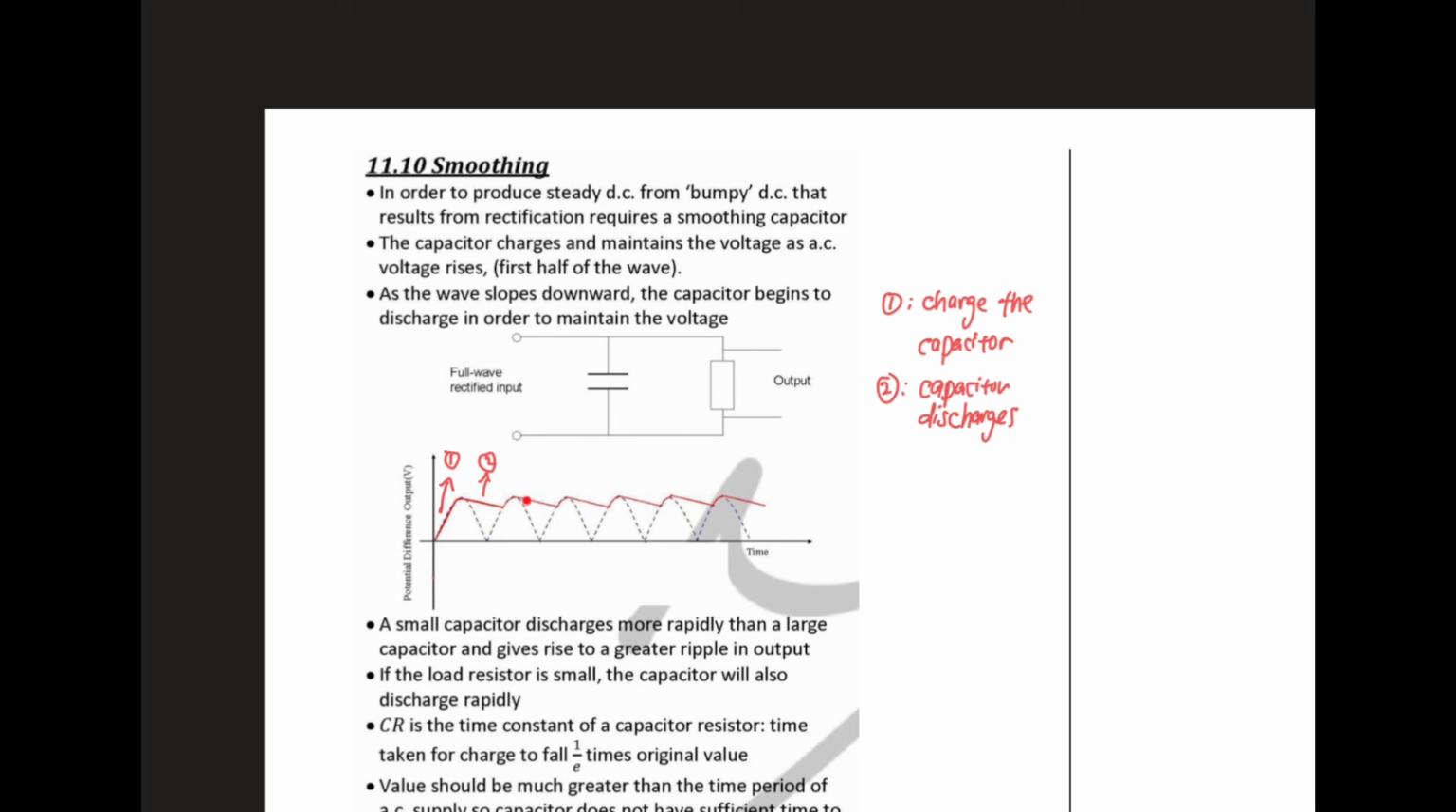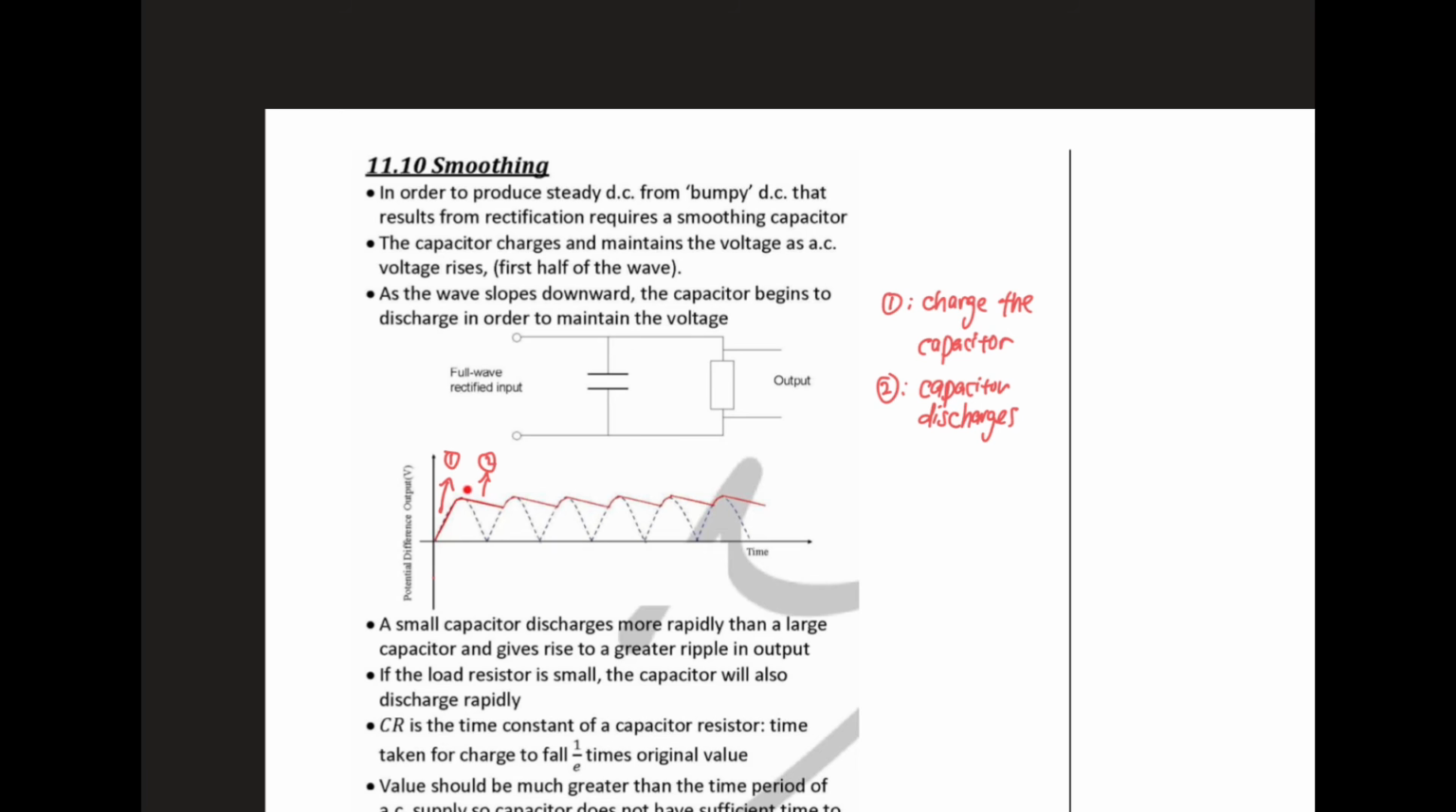Then the capacitor discharges, making the voltage never decrease too much like before. Before, they decreased a lot. So they decrease a little bit only, not to say discharge until 0%. Maybe let's say discharge 50%, then you charge it again, then discharge 50%, then charge again, discharge, and so on. So the outcome is it becomes very smooth already, much better already.